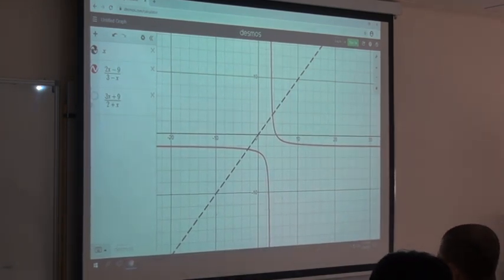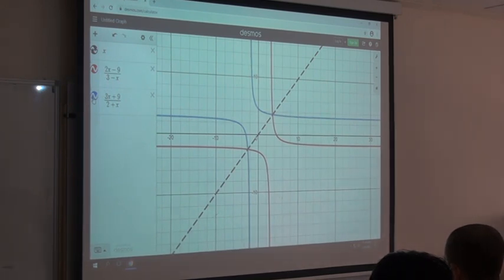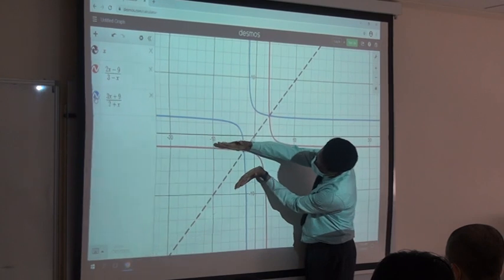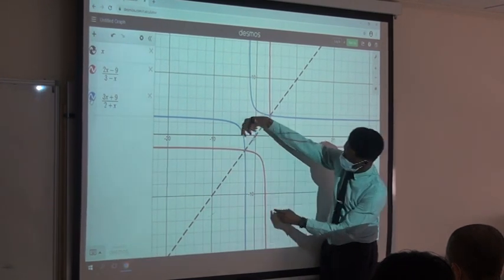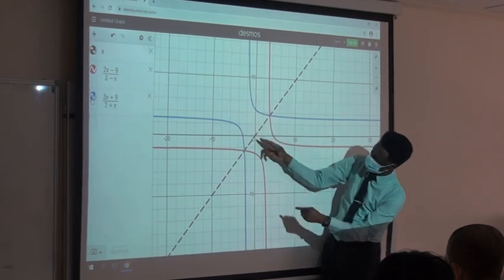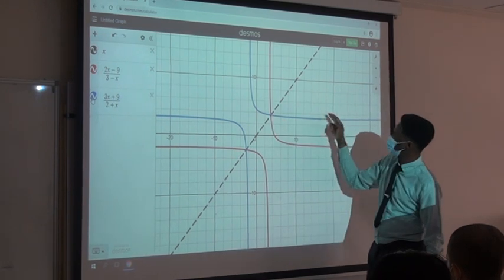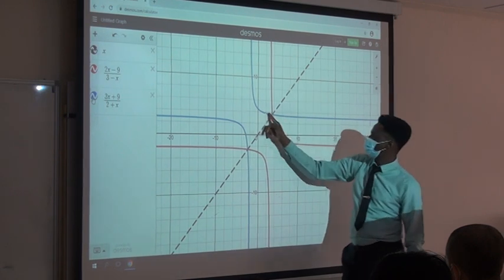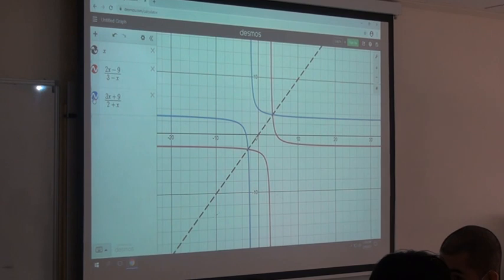So let's see. You can see with this mirror line, these are reflections of each other. This blue and these are reflections too. This one and this part are reflections about this. And this part and this part are reflections, so you need to be very careful when you draw.